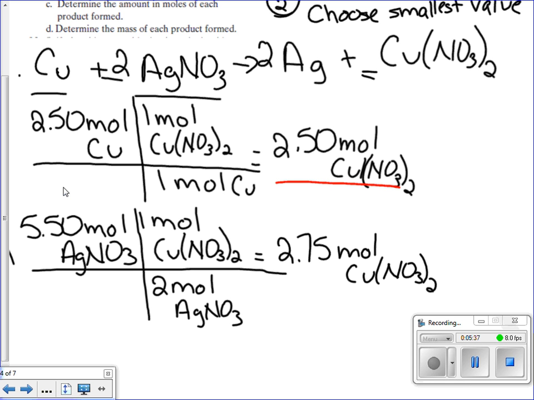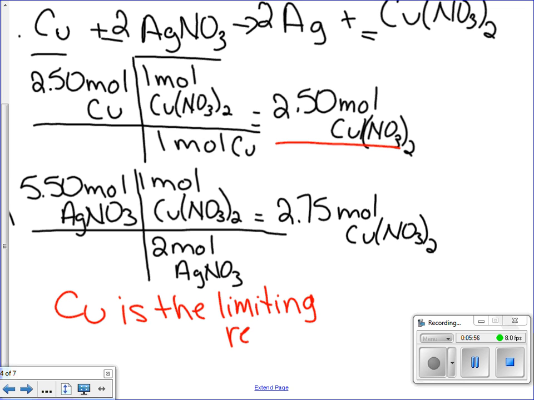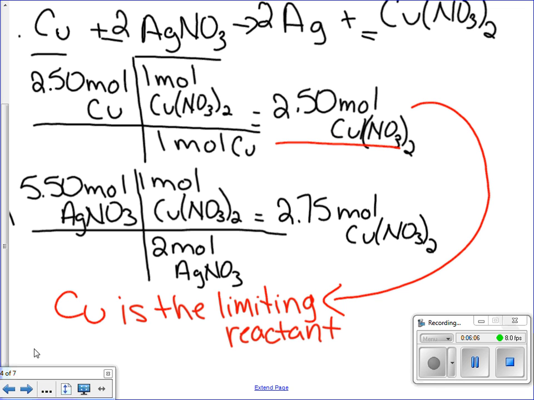That's not my final answer because copper 2 nitrate is a product, not a reactant. So what we have to do when we write our answers, we have to say Cu, copper, is the limiting reactant. And we know that because it gave us the smallest value. So we get that from here. We go back and we look, this answer was the smallest, so we trace it all the way back to what we started with.